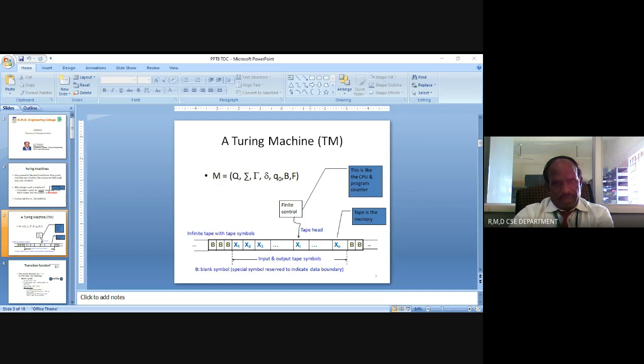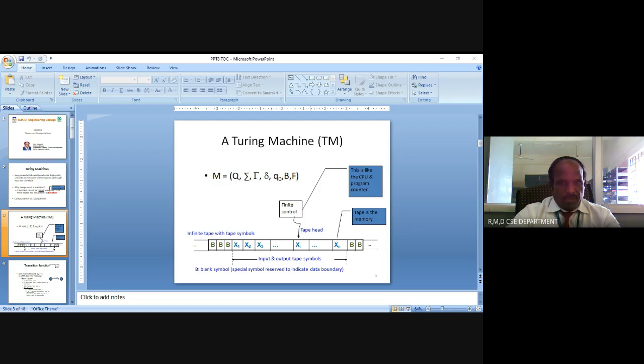So how do we check the membership? When is a string accepted by a Turing machine? Initial condition: the input string is present on the tape, preceded and followed by infinite blank symbols. Final state, acceptance: if W makes the Turing machine enter the final state, it halts and accepts. If the Turing machine halts in a non-final state, then it is rejected.